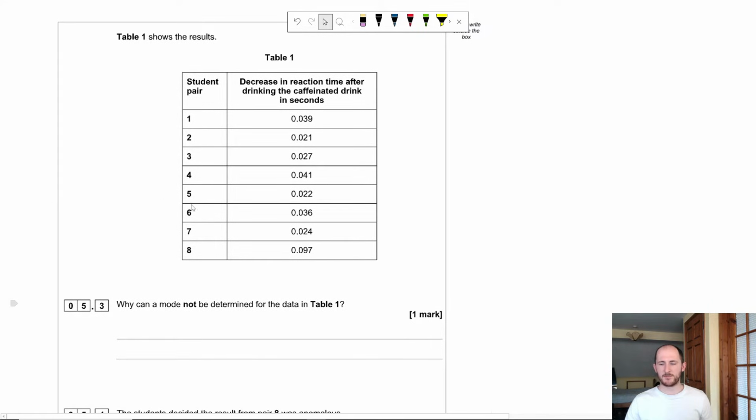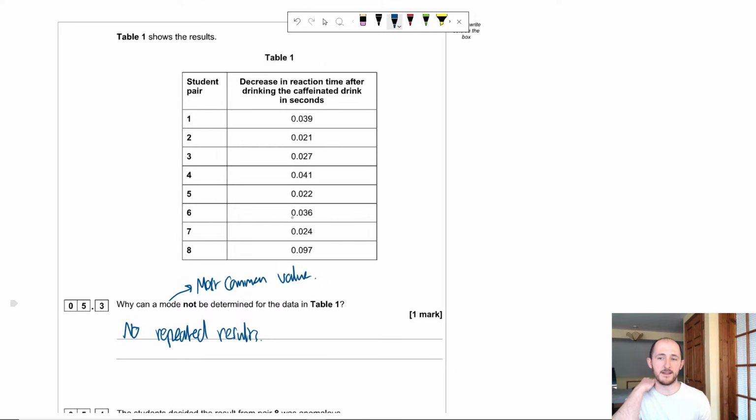Here we have a bit of a statistics question, but you have all these different times here in a table, and it says, why can a mode not be determined? Well, think about what the mode is. It is the most common value. So basically, you find out which number has come up the most number of times. If I look at these values, I notice something. None of them are repeated, which means there's no mode, because none of them turn up the most frequent, right? They're all equally frequent. So simply put, there are no repeated results. So you might want to pick a mean instead of a mode.